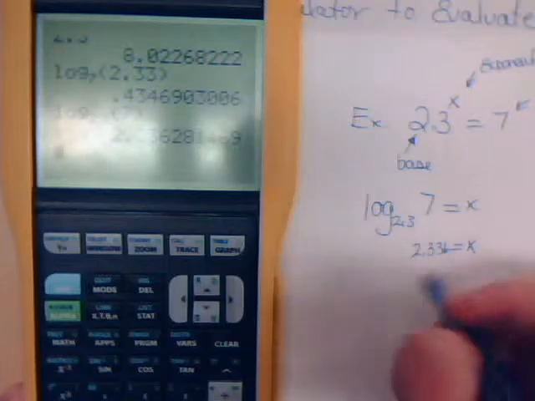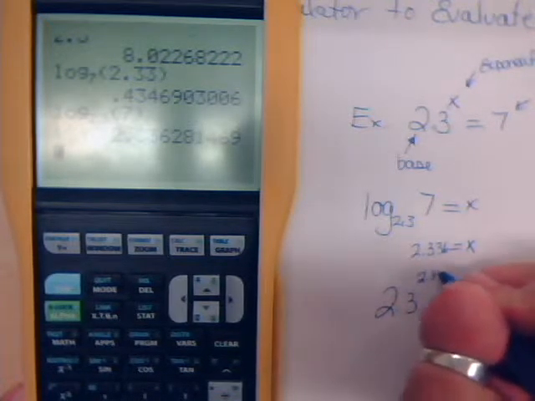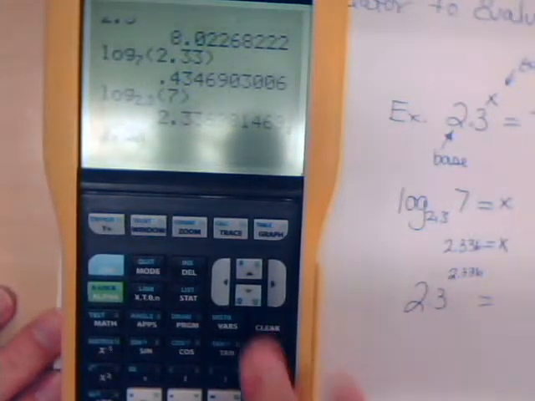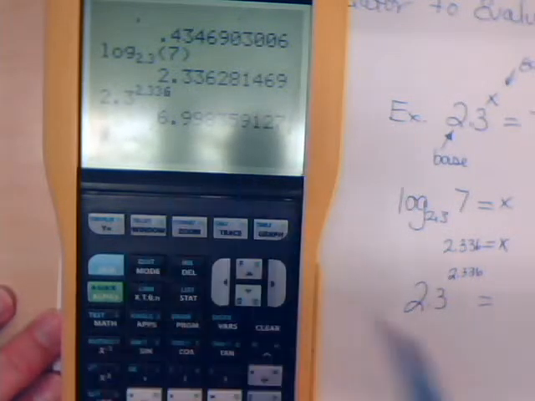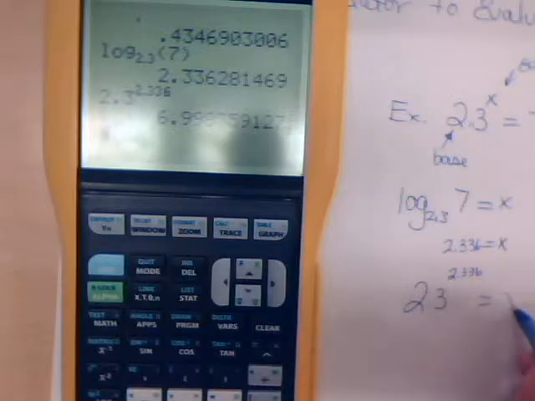So if I were to take 2.3 raised to the 2.336 power, let's try that. 2.3 raised to the 2.336 power. I get 6.998. So real close to my 7. So that's not equal to x. That's equal to 6.998. So we're real close. But that's how you plug it in.